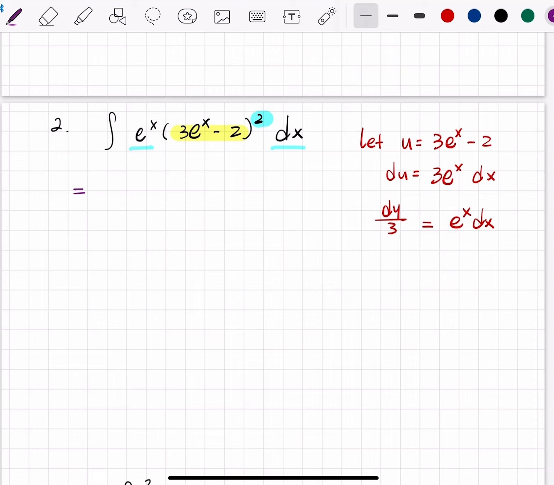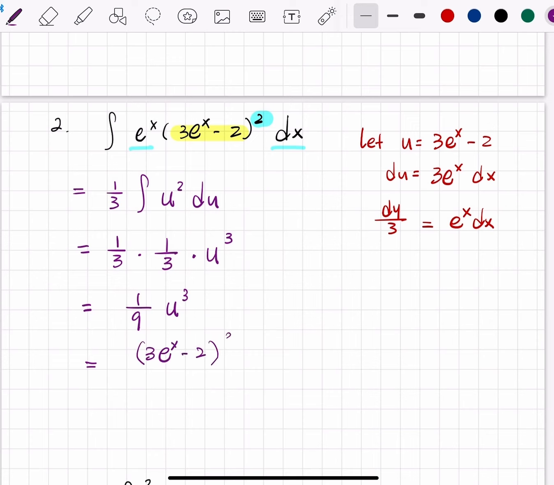So we can rewrite it as 1/3 the integral of u squared du. To save some space, I just directly put the constant 1/3 in front. Now we have u squared, and according to the power rule, this is 1/3 times u to the third, or 1 over 9 u cubed, which is 3e^x minus 2 to the third power over 9 plus c.